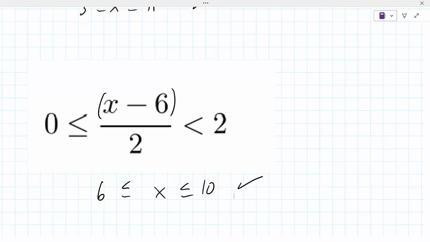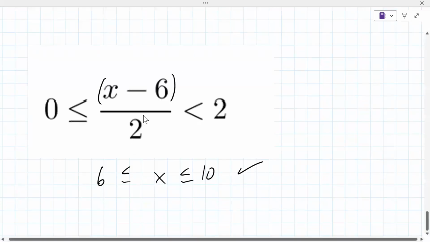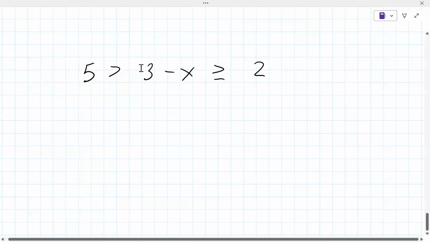All right, now we haven't seen one like this, so I'll just have to make it up. Let's say it's 5 greater than 3 minus x greater than or equal to 2. The first thing you should notice is that the inequalities are going the wrong direction. Yeah, they can't go that way. Well, they can, sometimes you'll see problems like this.